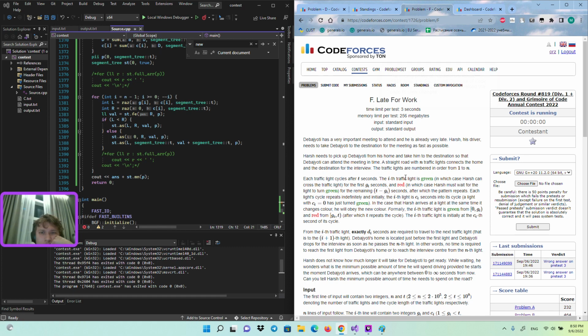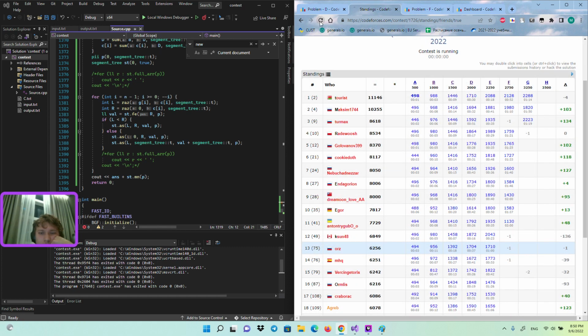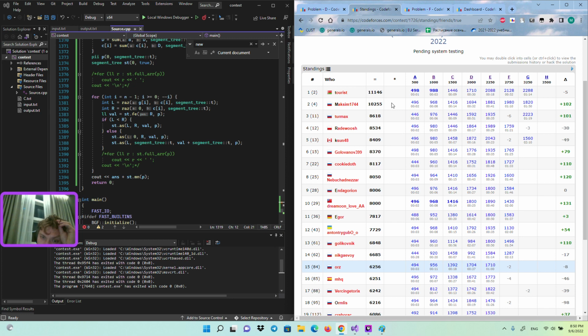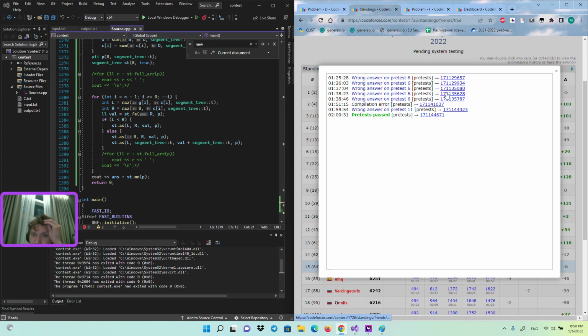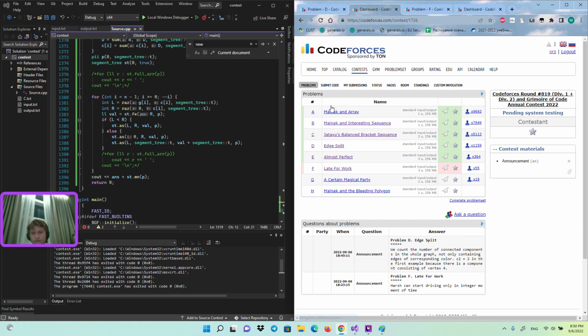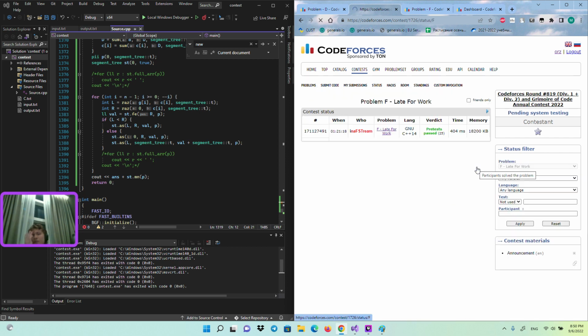Hmm. This is frustrating. Okay, let's look at the third test, if it's possible. This is such an easy problem. Why didn't I solve it?